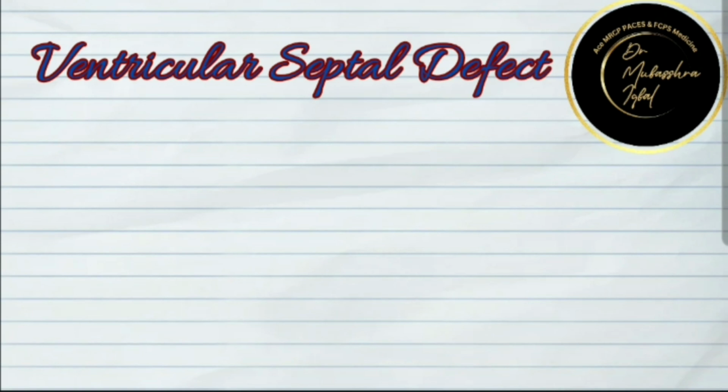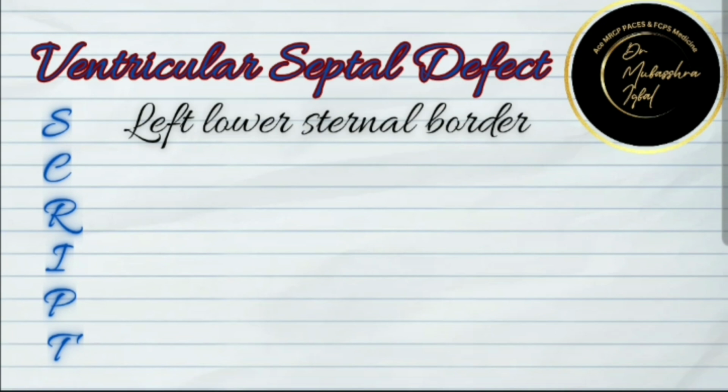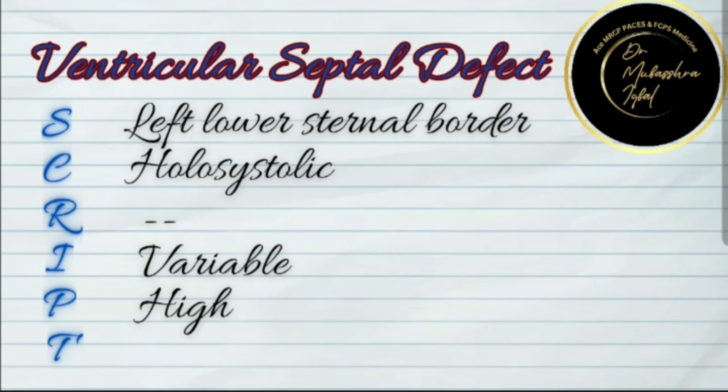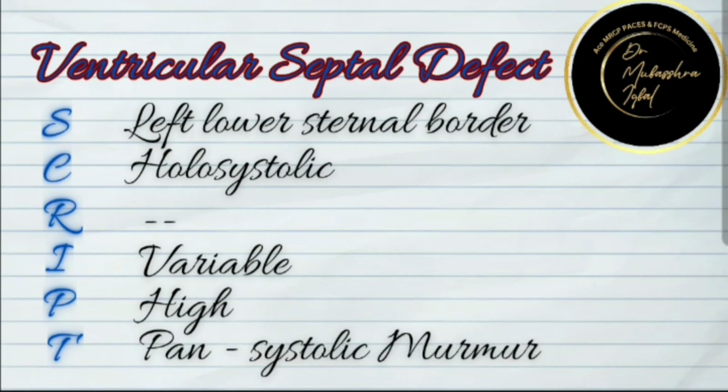The murmur that you heard is the pansystolic murmur seen in ventricular septal defect. This murmur is heard at the left lower sternal border, harsh systolic, typically no radiation, variable intensity, a high-pitched pansystolic murmur.